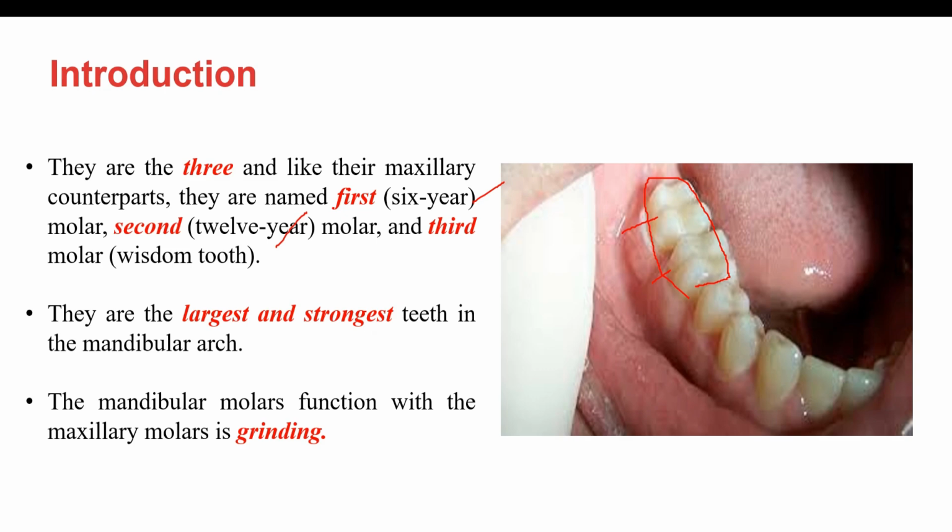These are again the largest and the strongest teeth in the mandibular arch, and the main function is grinding. And here you should note that the grinding function happens when the mandibular molars comes in contact with the maxillary molars. That's when there is a grinding of the food in the occlusal surface.